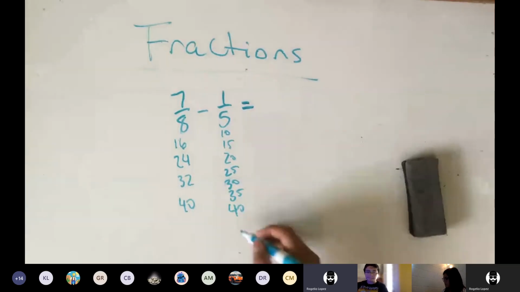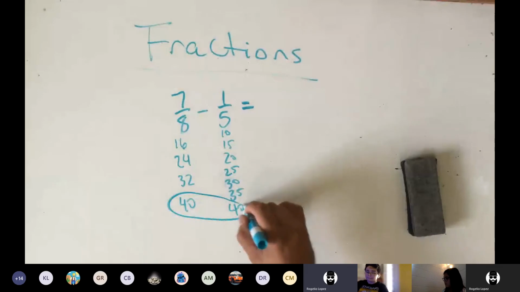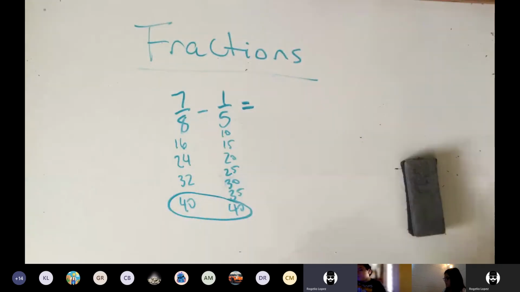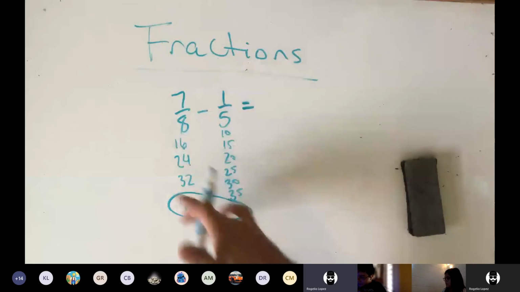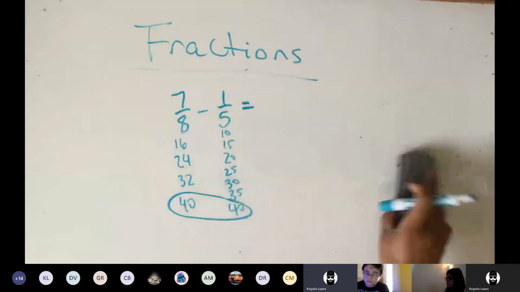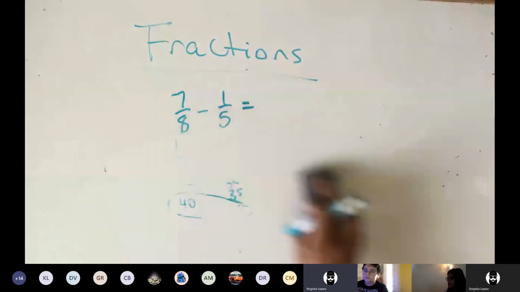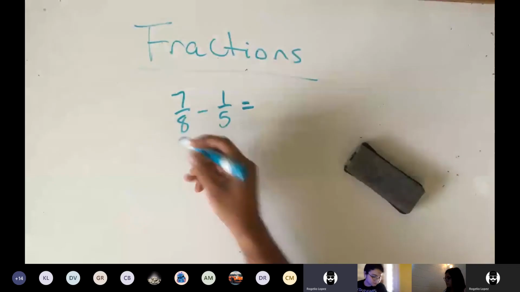So the common one is the 40, okay? So you really have to know your multiplication tables in order to do this quickly. You don't have to do this whole list. You should just know that that's what they equal, the same, okay? So I know that I have to change it to a 40 on both of them.